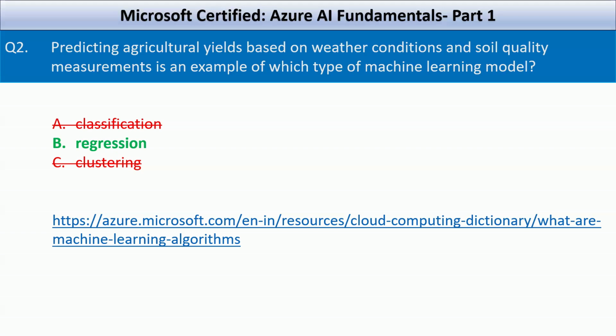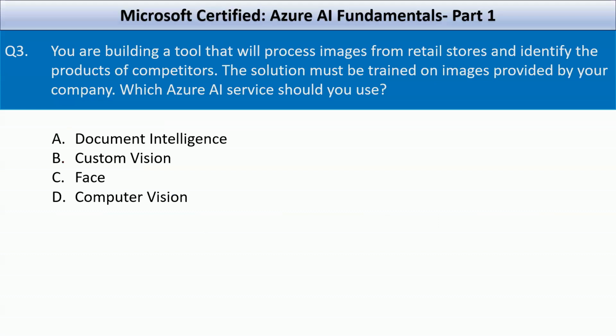Next question. You are building a tool that will process images from retail stores and identify the products of competitors. The solution must be trained on images provided by your company. Which Azure AI service should you use? Your options are document intelligence, custom vision, face, computer vision.